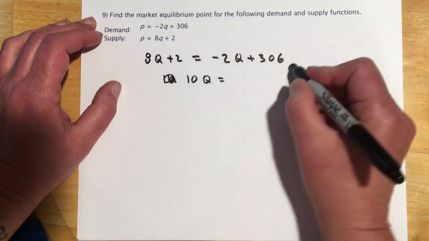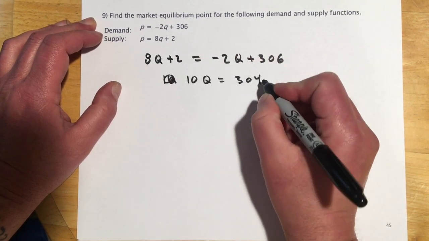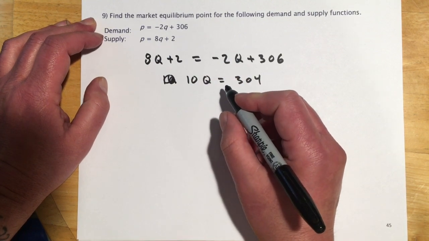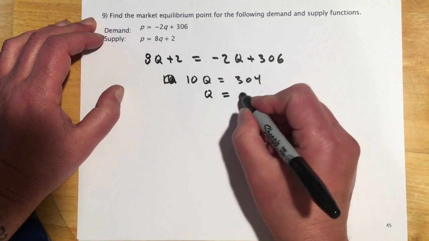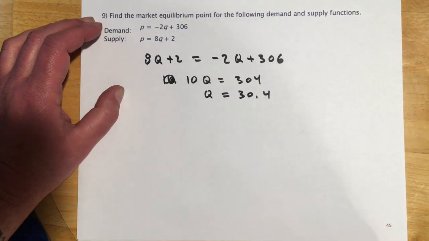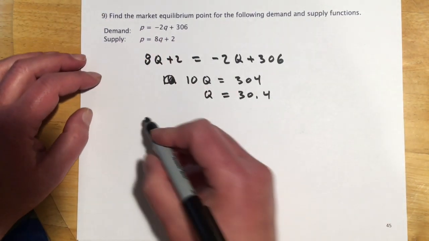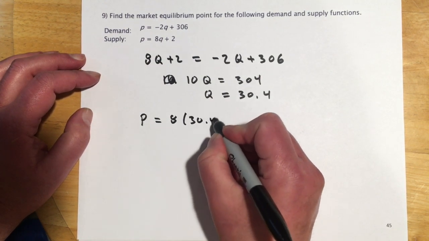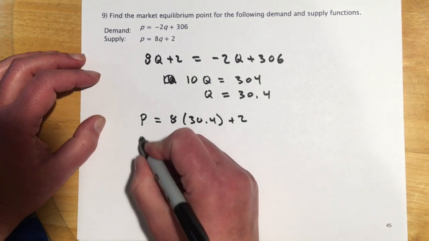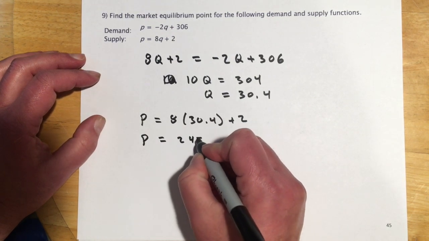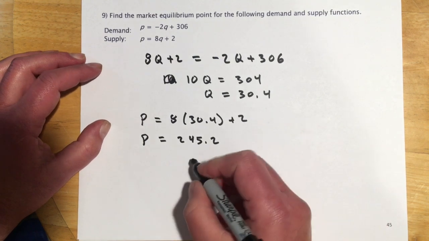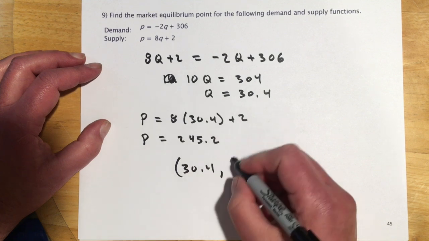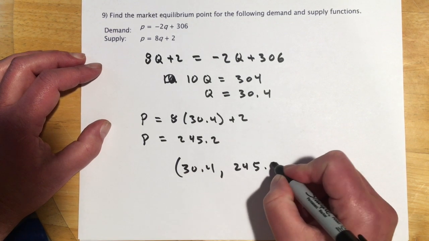And subtract the 2 over and get 304. And then dividing out the 10, I'm going to get Q equals 30.4. Once I have that, I can plug it back in, and then P will equal 8 times 30.4 plus 2, and then P equals 245.2. And so for this one, the quantity would be 30.4 units, and the price would be 245.2.